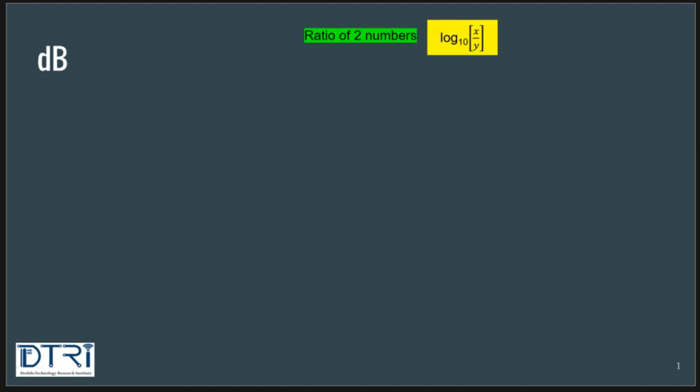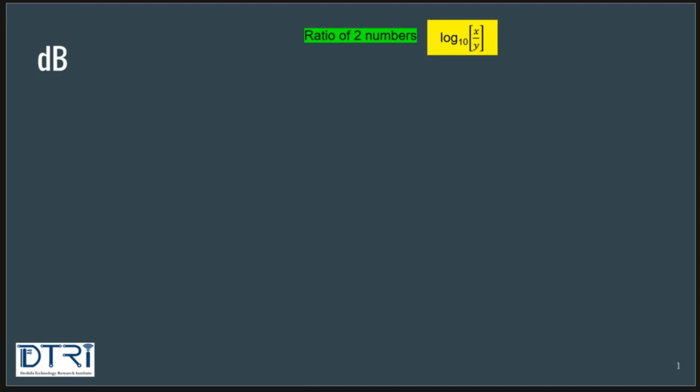Why do we need a way to represent a ratio? Because in many fields of engineering, for example in communication systems, be it radar, mobile or antennas, or even in audio communication or video communication, the ratio of two quantities plays a bigger role. A very good example is SNR, or signal to noise ratio.